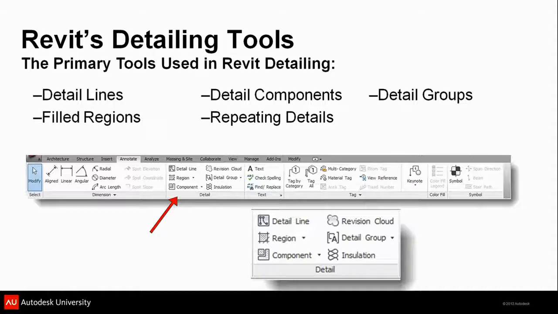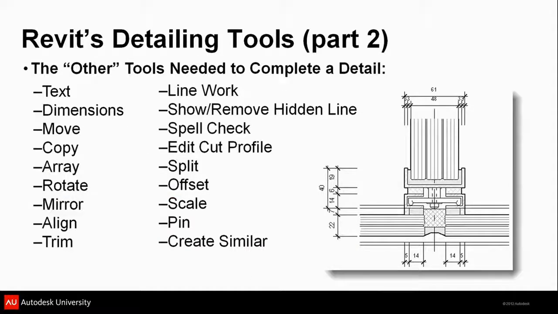In addition to those basic tools to create the common 2D drafted information, you work with all of these parts as well: text, dimensions, move, copy, array, trace. There are also some Revit-specific tools: linework, show and remove hidden lines, edit cut profile, and so forth. So these are all tools that you work with as well.